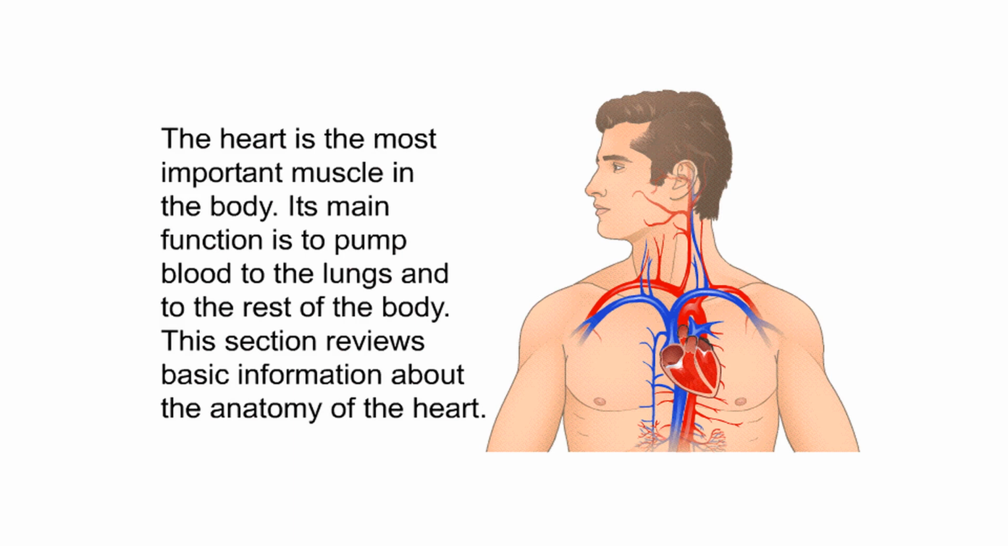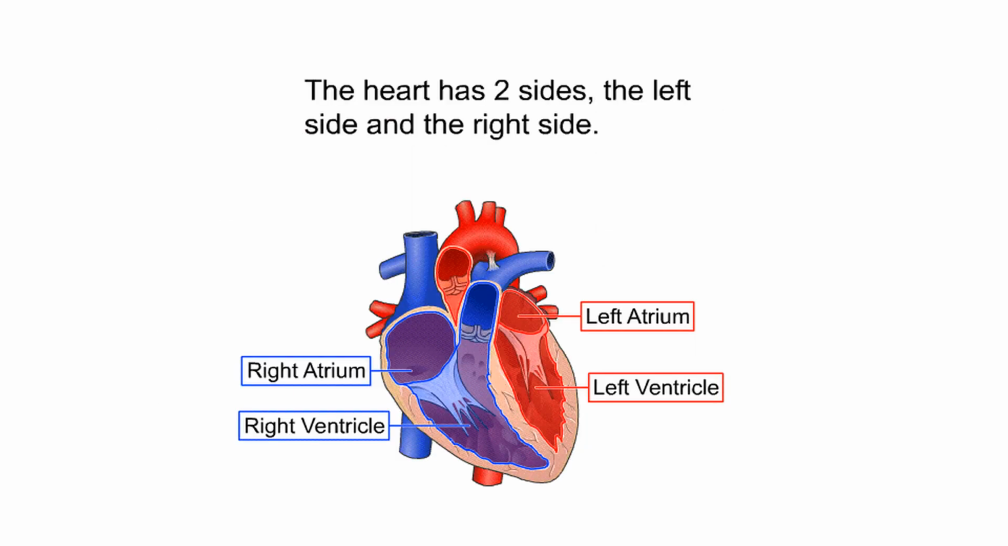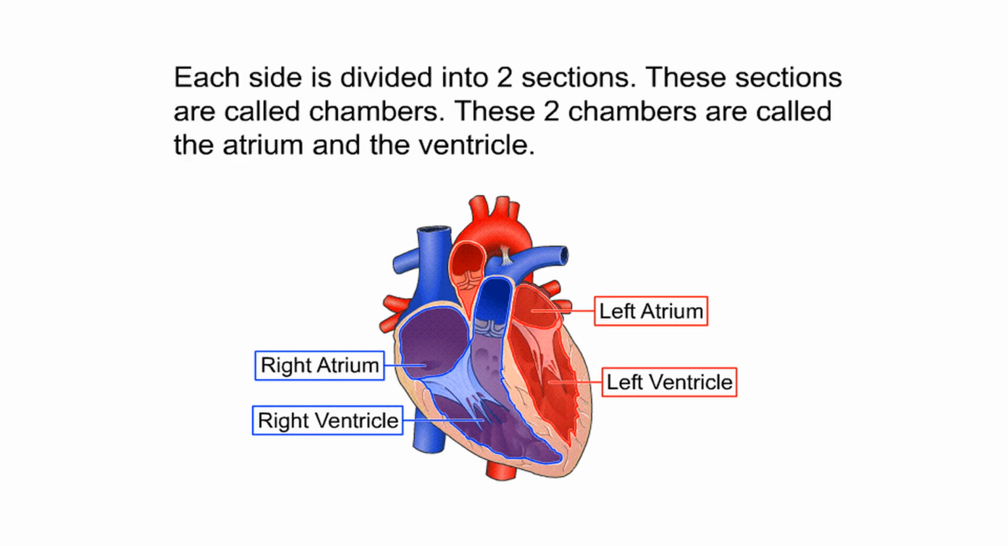The heart. The heart is the most important muscle in the body. Its main function is to pump blood to the lungs and to the rest of the body. This section reviews basic information about the anatomy of the heart. The heart has two sides, the left side and the right side. Each side is divided into two sections. These sections are called chambers. These two chambers are called the atrium and the ventricle.